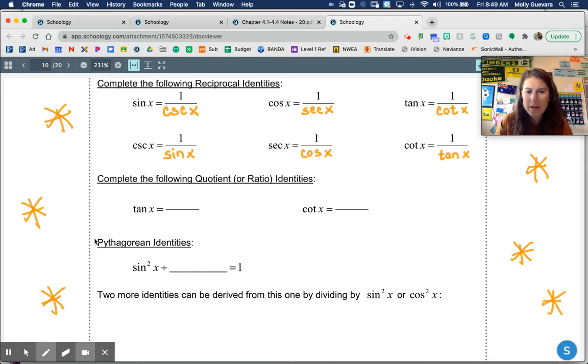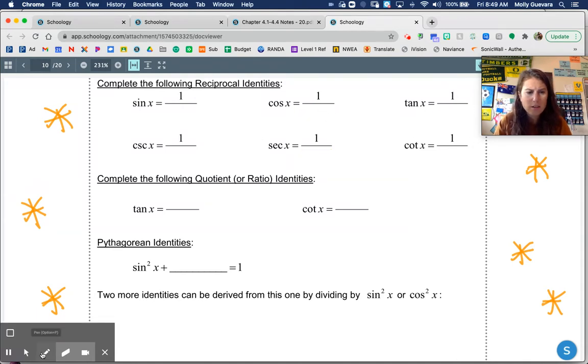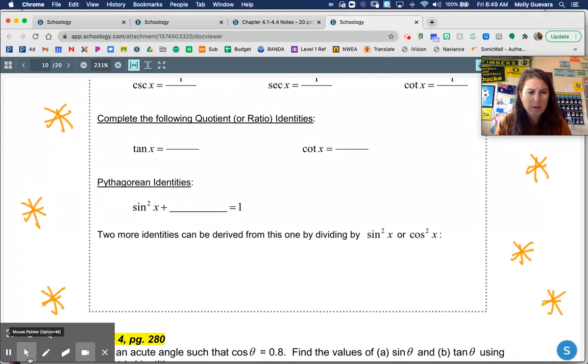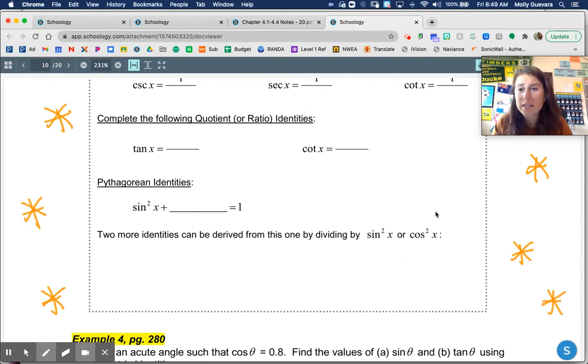So I'm going to go ahead and actually erase those and then scroll down a little bit, just because I think that although those are important, these guys deserve more space. So, okay, the quotient identities. Oh my gosh, so important. We have to know these.